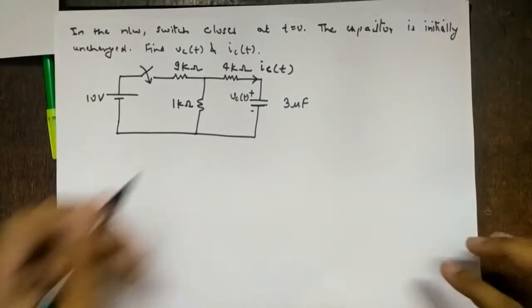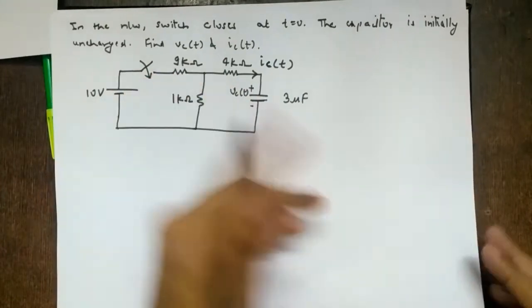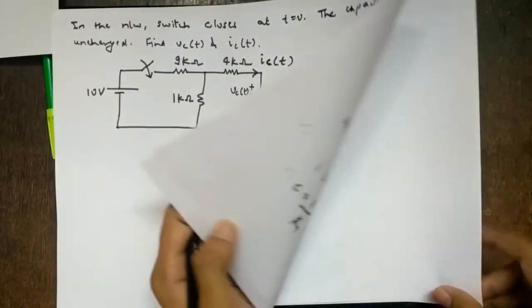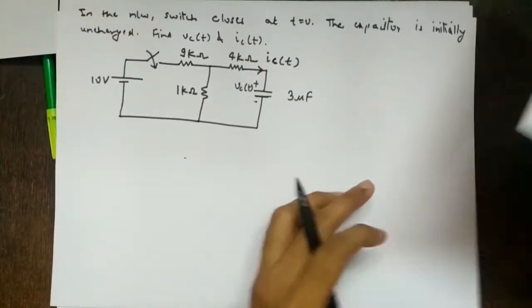Actually, this is the second type. If you observe, this is an RC circuit, so this is the second type. I'll take a simpler sum first. We can take this, but I'll prefer to take a simpler one first.